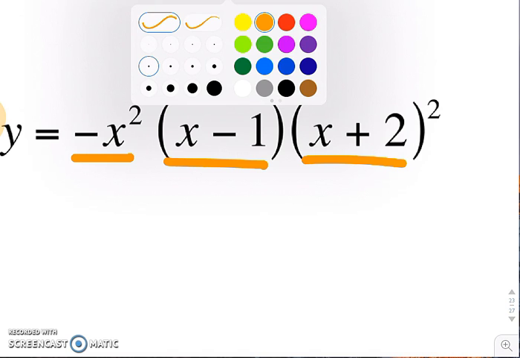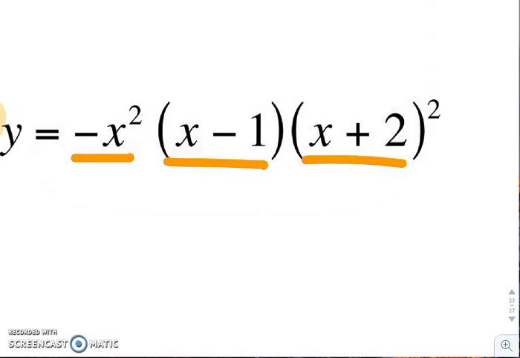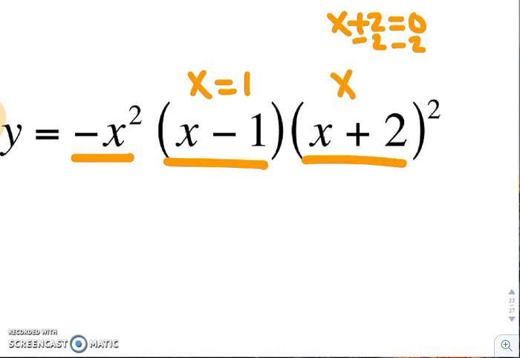So, for instance, x minus 1, if you set x minus 1 equal to 0, you'd add the 1 over, and x would equal 1. Over here, if you set x plus 2 equal to 0, you'd subtract the 2, x would be negative 2.